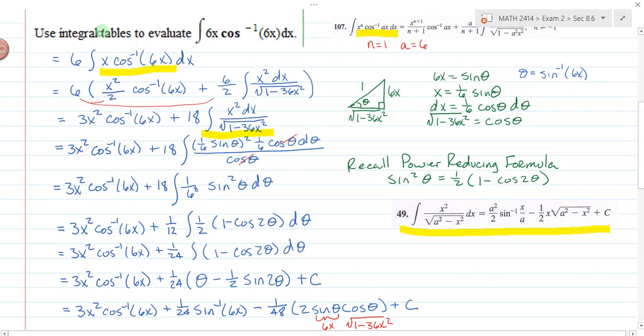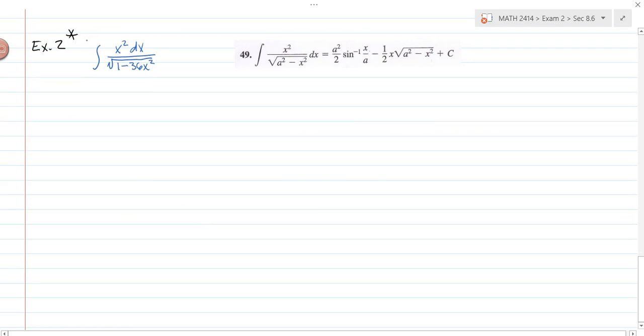What would I have had to have done in order to be able to use this formula? I would have to rewrite this integral and do a trig substitution, wouldn't I? You know what, let's do this as an added problem. This would be an alternate ending for example 2, so I'm going to call it example 2 star.